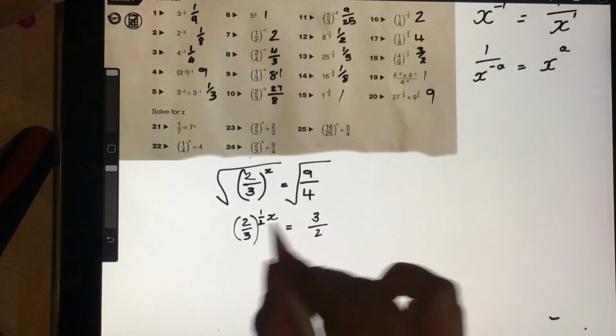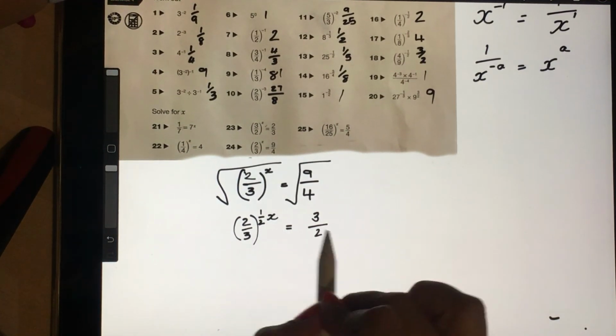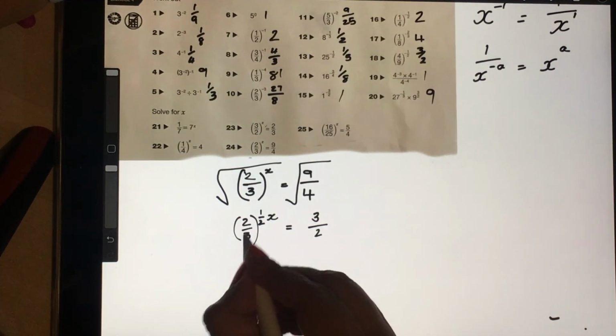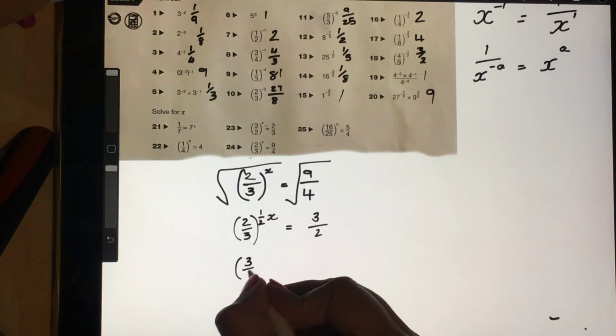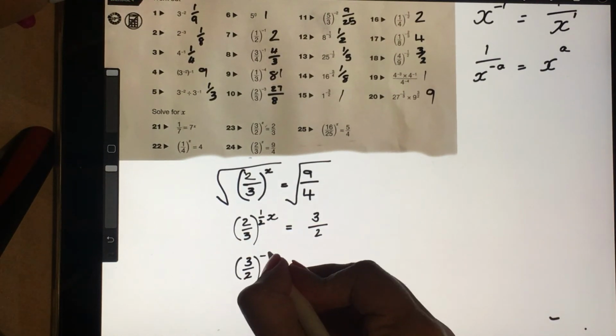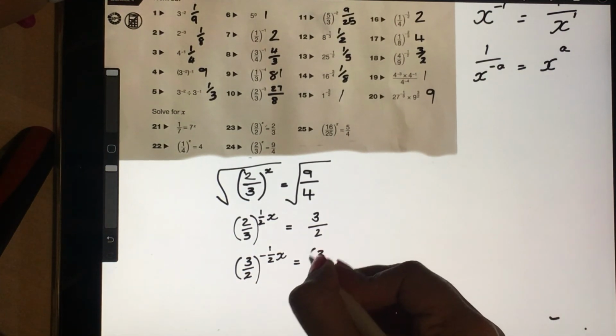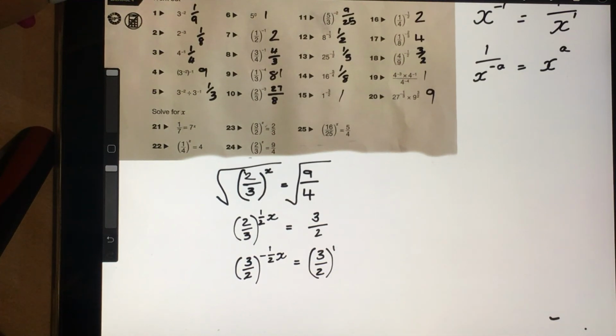Now I can see that I'm moving in the right direction in terms of getting the base numbers to be the same. I need to, however, flip this fraction to be a 3 over 2. Then this becomes a minus a half x is equal to 3 over 2, basically to the power of 1, which we never write. Because our base numbers are now the same, we can momentarily disregard them, and we've got minus a half x is equal to 1.